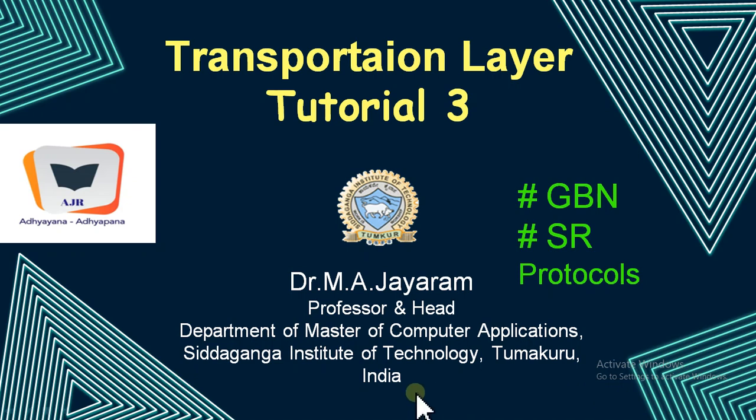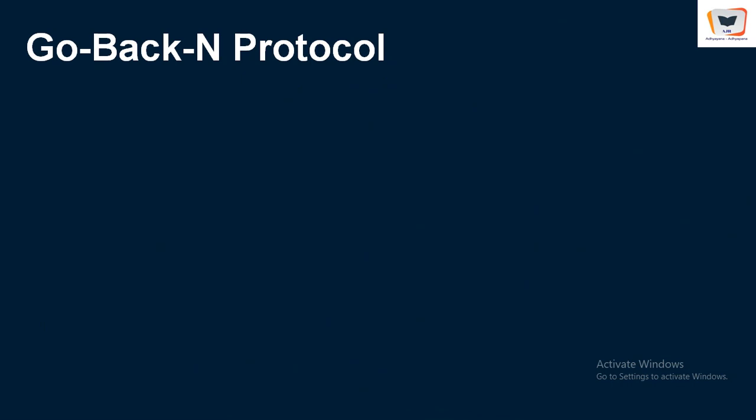Esteemed viewers, in this tutorial we clearly discuss the Go-Back-N and Selective Repeat protocols. This comes as a sequel to tutorial number 2, wherein we discussed the automatic repeat request protocols in different versions, and the last protocol in that series was RDT 3.0. We may recall that RDT 3.0 was a robust protocol as far as reliability issues are concerned.